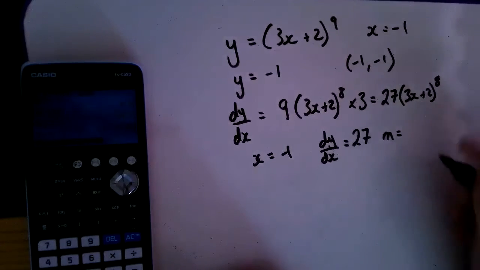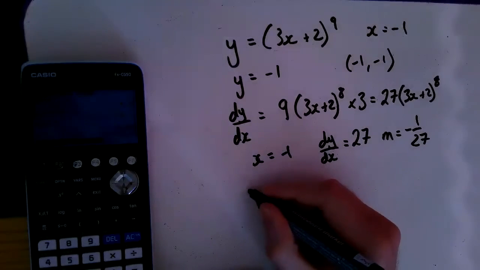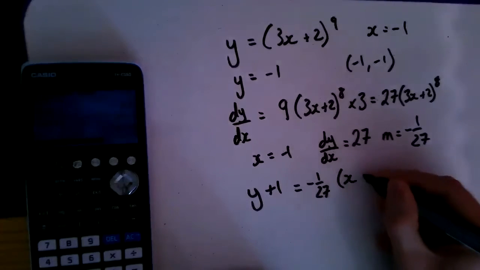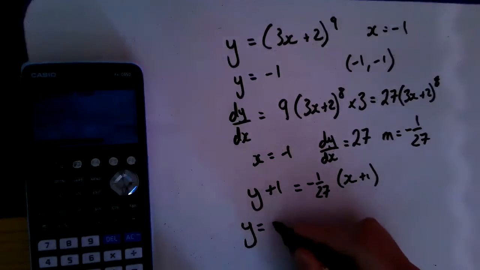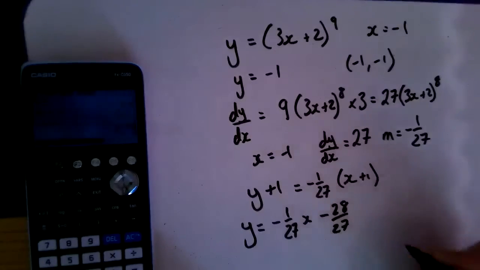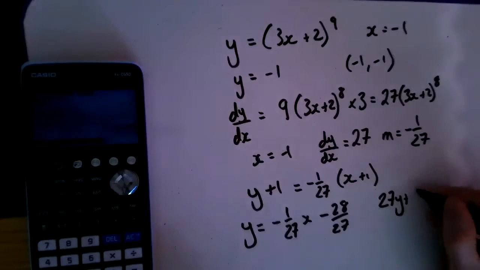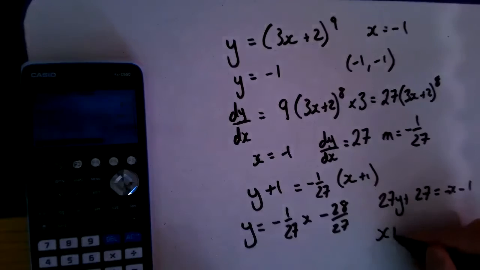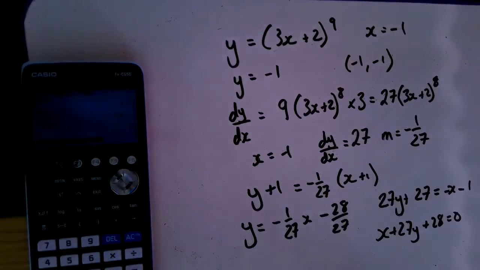Since it's normal, I need to do the negative reciprocal. So minus 1 over 27, then use y minus y1 equals m times x minus x1, and rearrange it how you like. So you could write it as that, or you could times up by the 27, expand by the minus 1, and take everything to one side, x plus 27y plus 28 is 0. That's how I would write it.